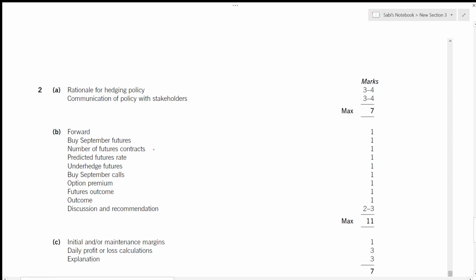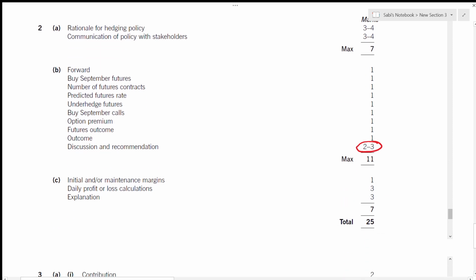Calculating contracts will give you 1 mark. Closing future rate, 1 mark. Under hedged futures, which you are covering through forward, is 1 mark. Buying September call option, 1 mark. Option premium is 1 mark. Future outcome, right, is 1 mark. And the total outcome and the discussion and the recommendation is 2 to 3 marks. You see, more marks are there in your discussion and recommendation than the calculation. So you cannot leave your discussion and recommendation.